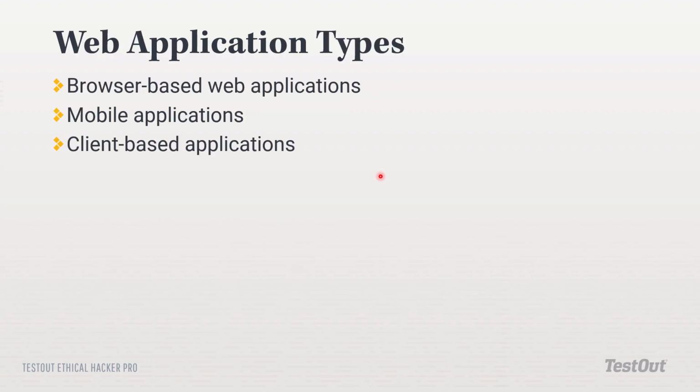Web application types: you've got your browser-based web apps, mobile applications, and client-based applications. So these three are different. Mobile and browser-based are pretty similar, but those are two of the most commonly used applications. And then depending on your job function, it could be client-based applications. So architects have a different client-based application than, say, you as a security professional.